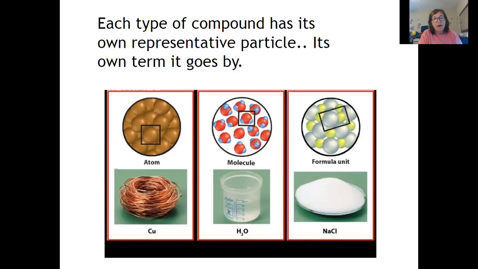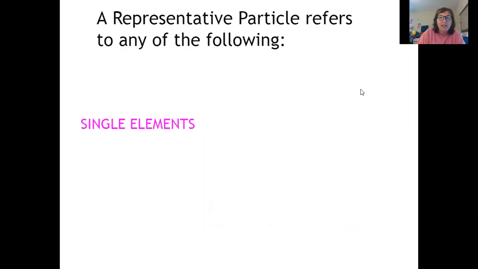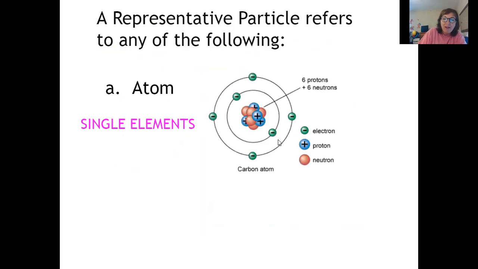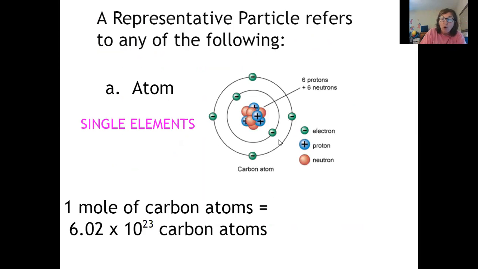Okay, so elements, atoms, covalent compounds, molecules, ionic compounds, formula units. That's the type of unit we use with them. Okay, so a representative particle refers to any of the following. An atom is a single element. So if I say I have a mole of atoms, 1 mole of atoms is going to equal 6.02 times 10 to the 23rd atoms. That's it. 1 mole of anything equals 6.02 times 10 to the 23rd. So single elements, we talk about atoms.